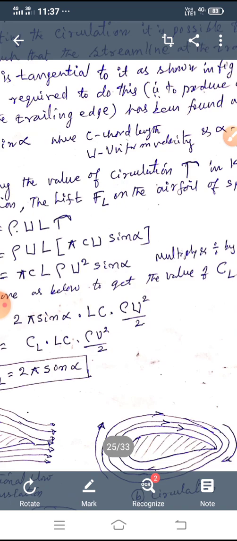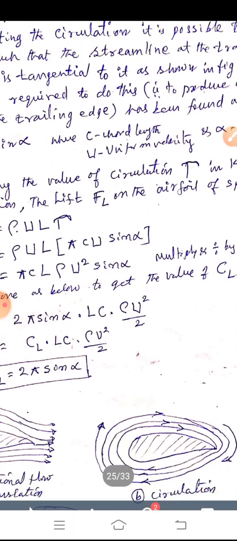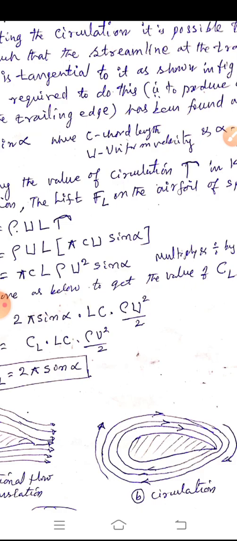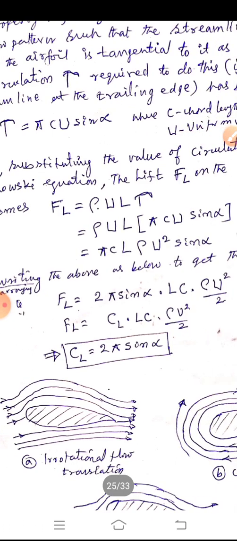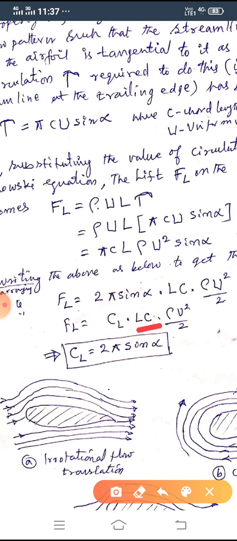Now, multiplying by 2 and dividing by 2 and rearranging the equation, we get 2 pi sin alpha multiplied by L multiplied by C multiplied by rho U squared by 2. So, we shall combine 2 pi sin alpha together, L and C together, and rho U squared by 2 as it is. Then FL we can write in this general form, in place of 2 pi sin alpha, as CL multiplied by LC multiplied by rho U squared by 2, where LC is nothing but the area of the aerofoil. Therefore, CL can be taken as 2 pi sin alpha. This is the magnitude of CL on an aerofoil.